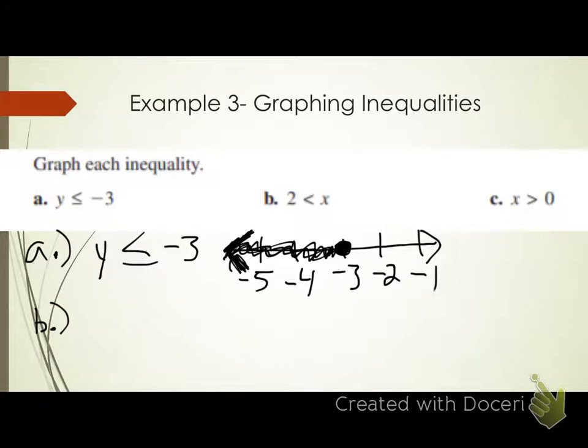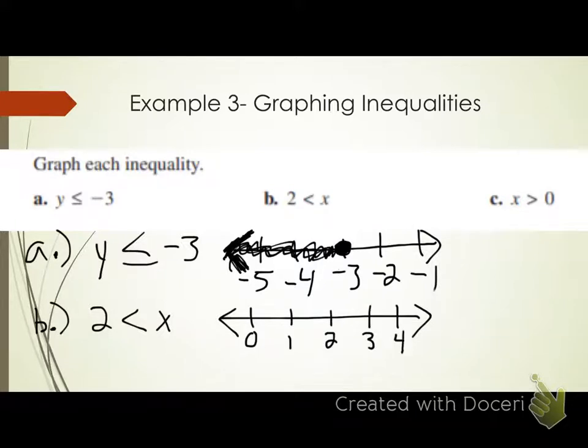Okay, letter B. 2 is less than x. I draw my number line. There's my number line. 2 is less than x. What number is my circle going on? 2, because it's part of my inequality, right? Is it an open or closed circle on 2? Open. There's no line underneath my inequality symbol, is there? So I put an open circle, an open dot on 2.